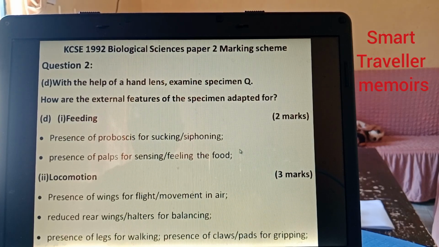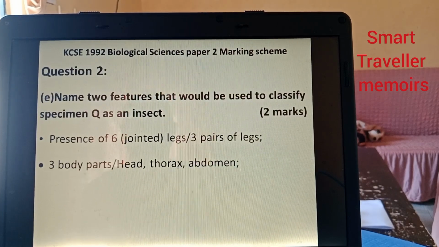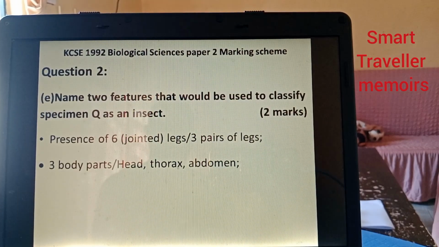Locomotion, you get 3 marks. Feeding, you get 2 marks. Name 2 features that would be used to classify specimen Q as an insect. One, it has 6 jointed legs or 3 pairs of legs. And the other one, it has 3 body parts, that is head, thorax, and abdomen.